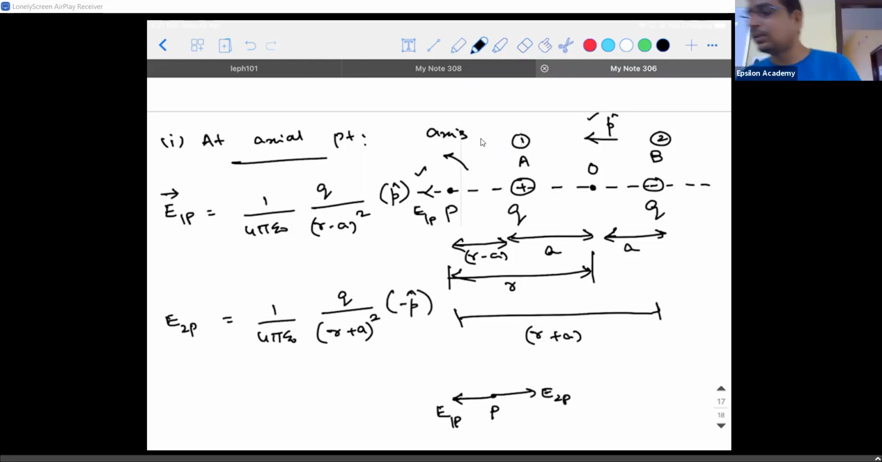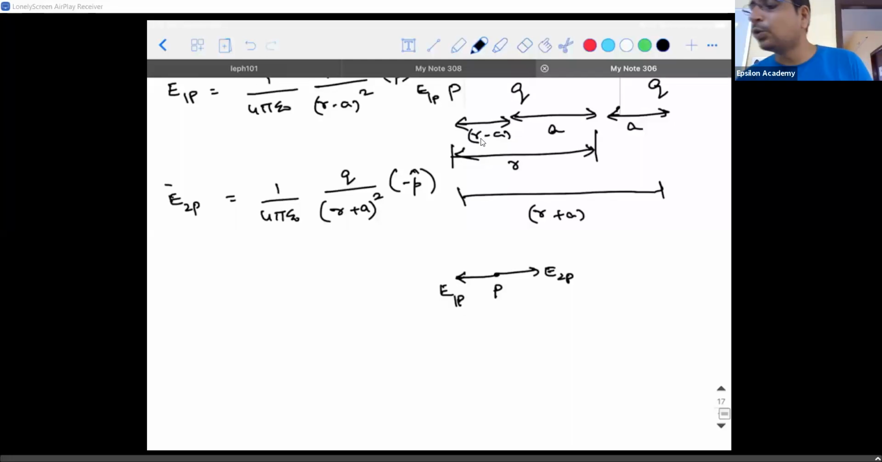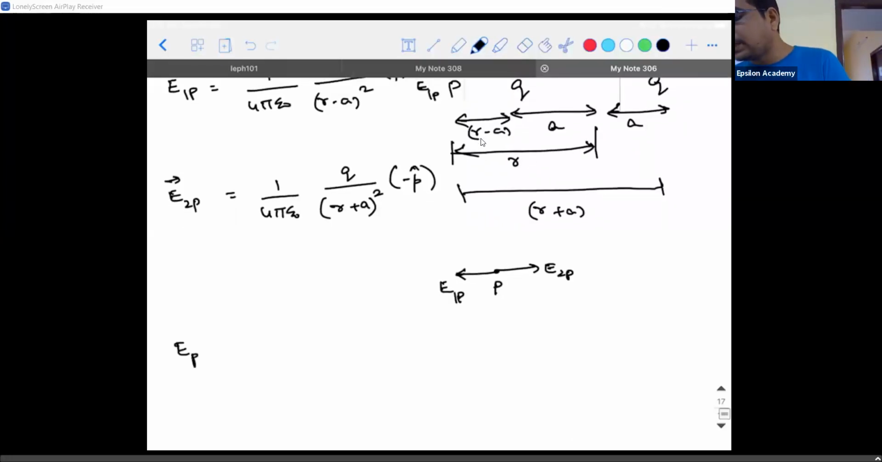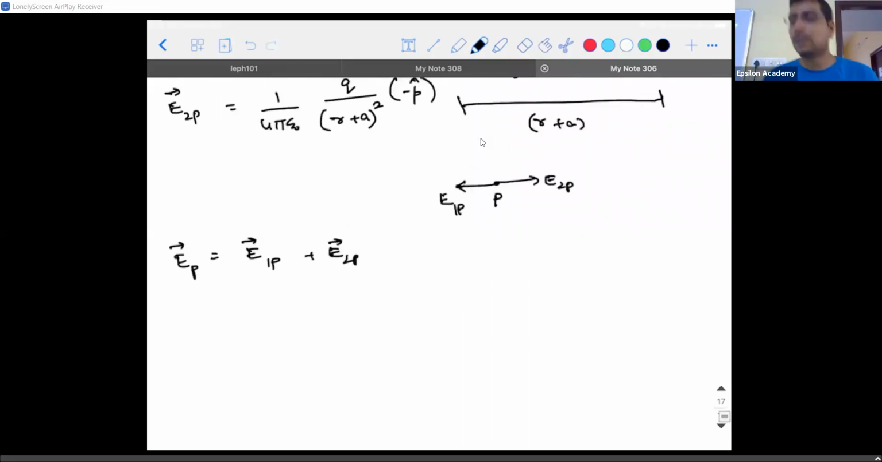So now my job is easy. I found the electric field due to the individual charges in their vector form. The net electric field at point P in the vector form is going to be the vector sum of E1P and E2P. Right?